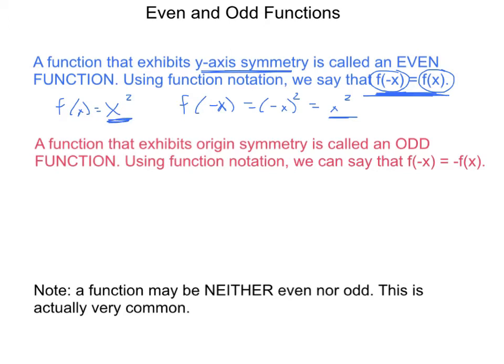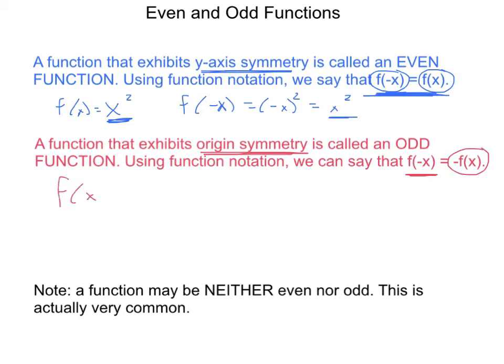In a very similar sense, when a function has origin symmetry, which was the other major symmetry we talked about in the previous video, that function is called an odd function. And we've got a similar thing we can do using function notation. When you plug in negative x to that function, it's the same thing as having the opposite of the original function. Again, we've seen this before.